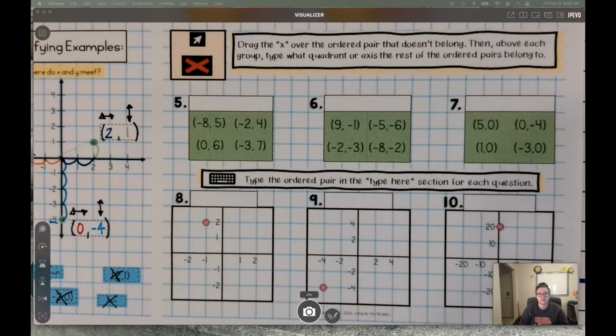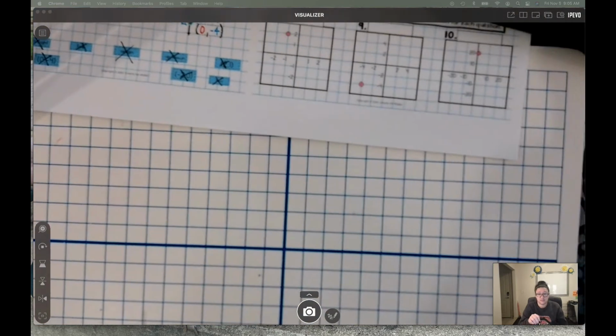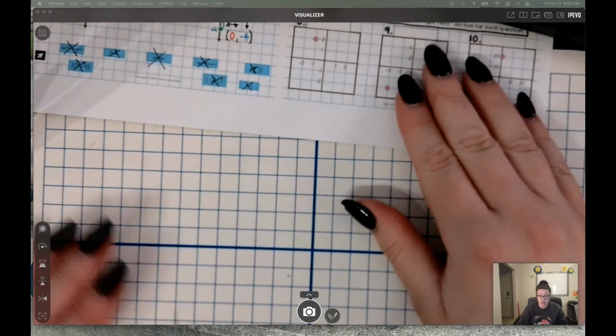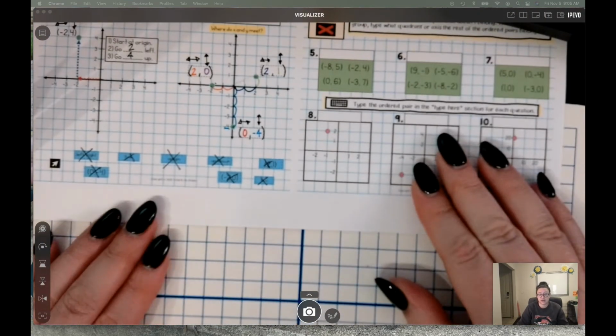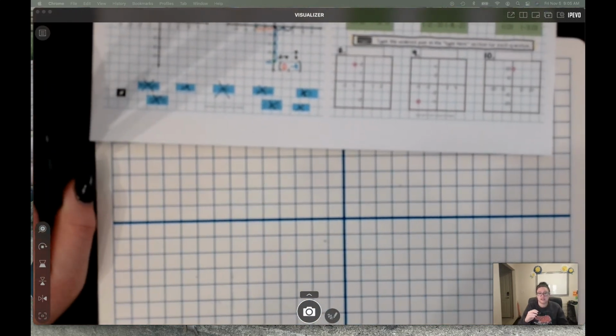This next section, it says that they want us to X over the ordered pair that does not belong. Then, above each group, type what quadrant or axis the rest of the ordered pairs belong to. So maybe you're one of those people who is able to see the positives and the negatives and figure out which quadrant they belong in. If that's you, go you. If that is not you, grab a whiteboard, grab a coordinate plane so that you can graph these points to help you figure it out. That's what we're going to do as we go through some of this together.